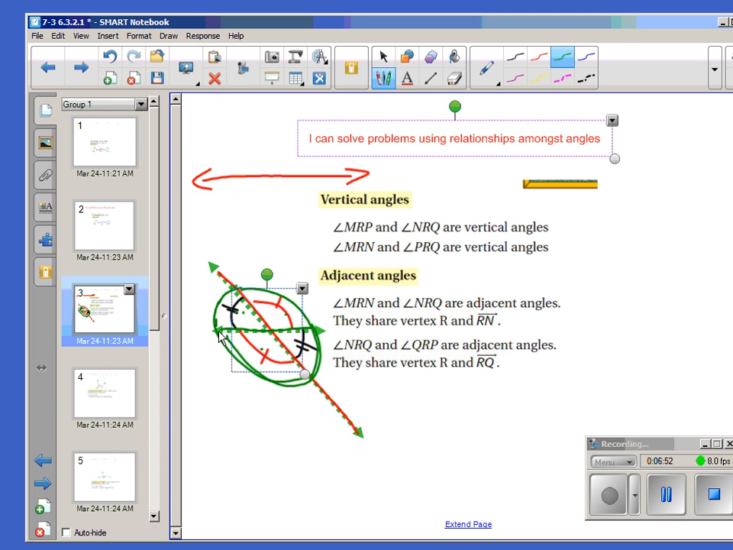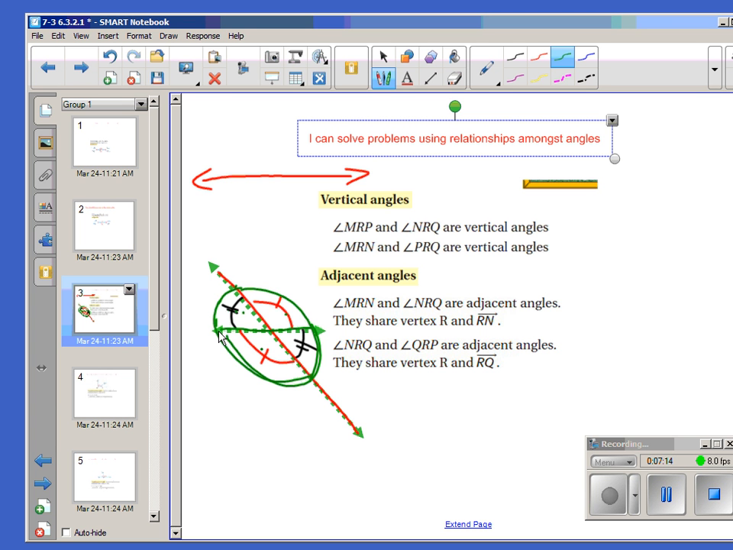Okay, so we covered vertical and we covered adjacent. Adjacent is just the next door neighbor. They share the same line, and then they have a line that intersects. Okay, and where that line that they share intersects, those two angle measures add up to make 180 degrees.